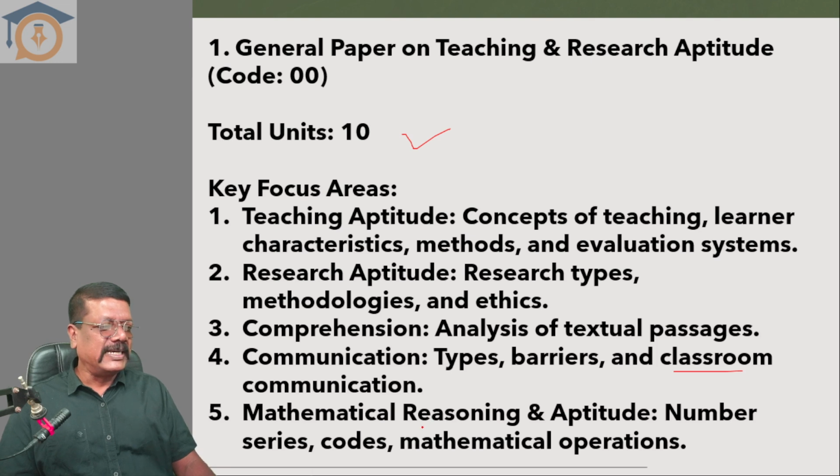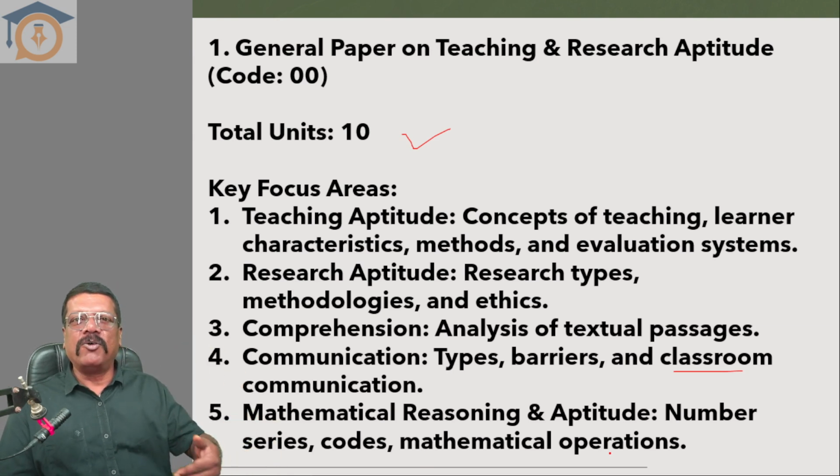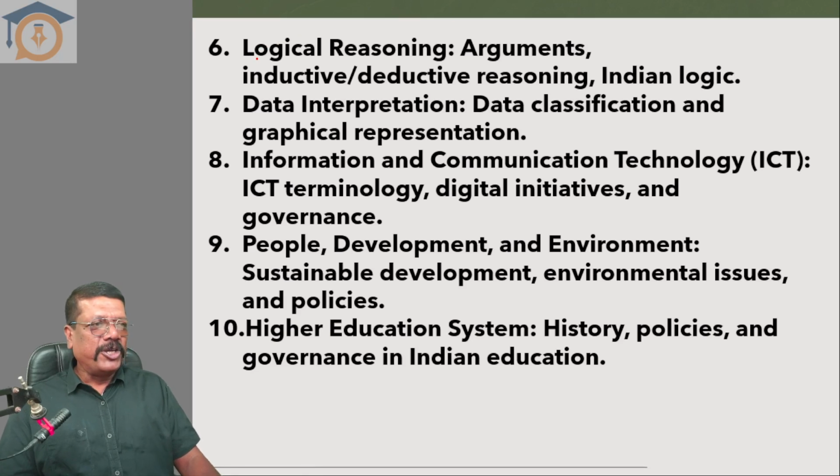Then there comes the reasoning and aptitude, which is mathematical. So you have the number series, the codes, and the mathematical operations. In a minute, I'll let you know what these operations or topics are all about. We will get into a detailed discussion very soon. Now, Unit 6 is logical reasoning, where you have arguments, inductive or deductive reasoning, and Indian logic.